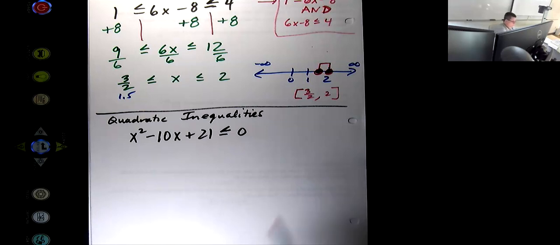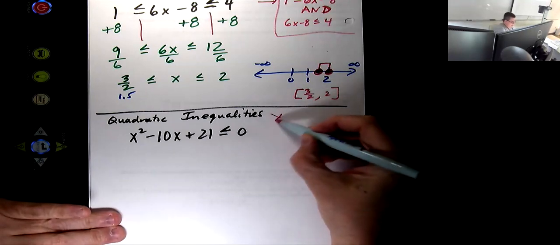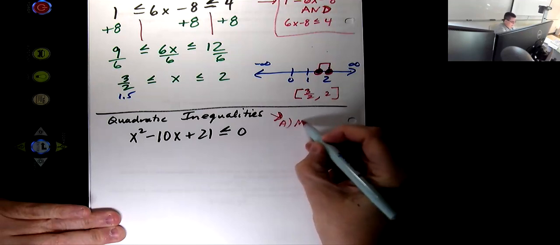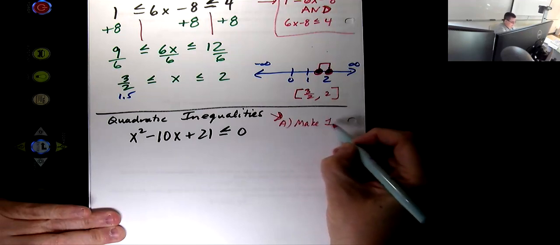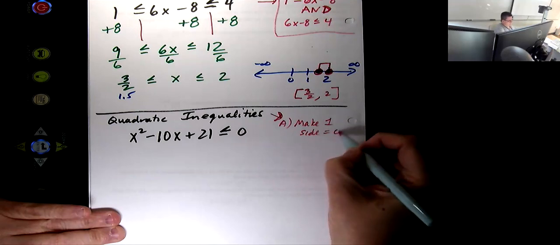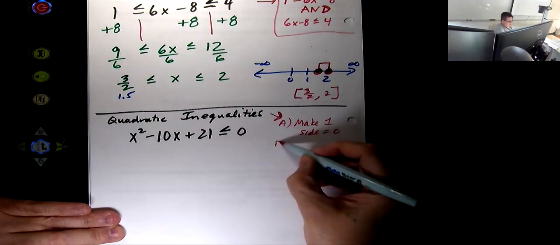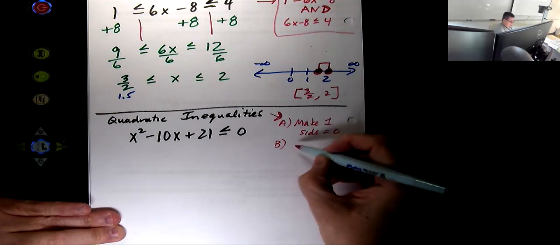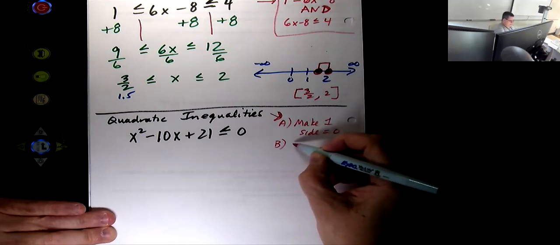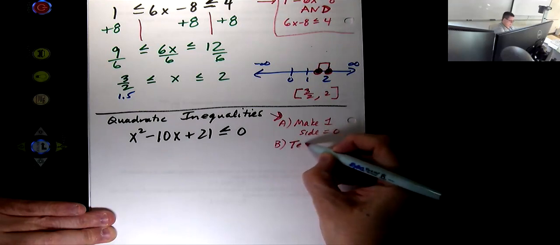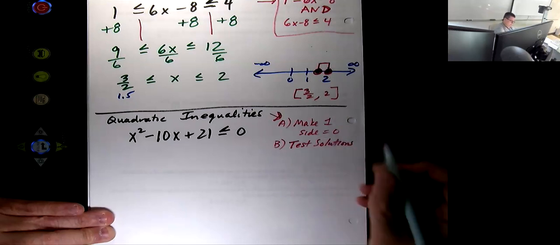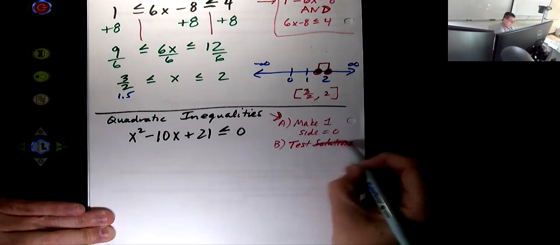So the way you do these is make one side equal 0. And our solutions to the equal portion are going to be what I'm going to call test solutions, or test points.